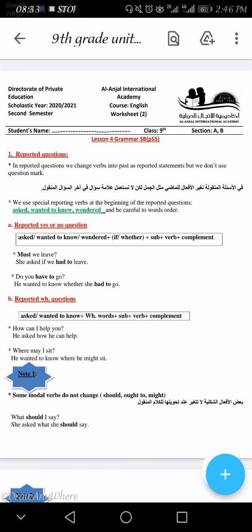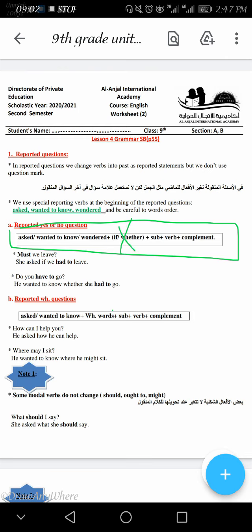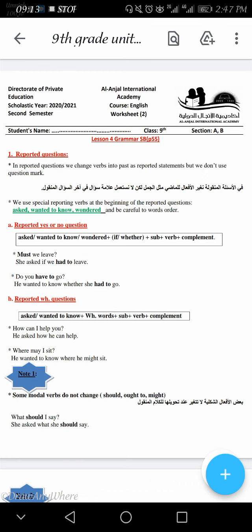Now you have to study this rule. Now reported WH questions. Now it's easier than the first. And the same thing, you have to use ask or wanted to know, but in this case you use what? We don't use if or whether in WH questions. We use the WH word, and the same order, subject plus verb, with a change in the verb tense.